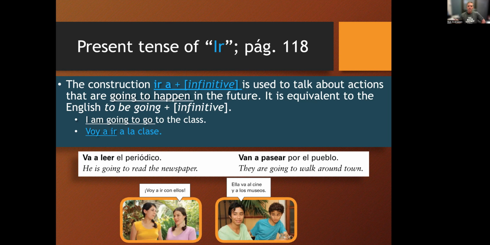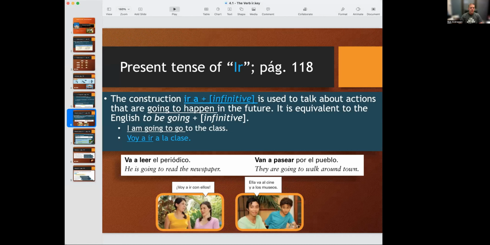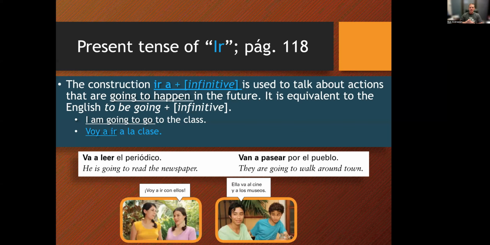So we use ir, a plus infinitive to talk about actions that are going to happen in the future. So it really is a simple future tense. It's a way of projecting something into the future without having to conjugate the verb into the future form. Ir a. Okay, so again, it's a super easy way of expressing something that's going to be happening in the future. So ir plus infinitive. I'm going to go to the class.